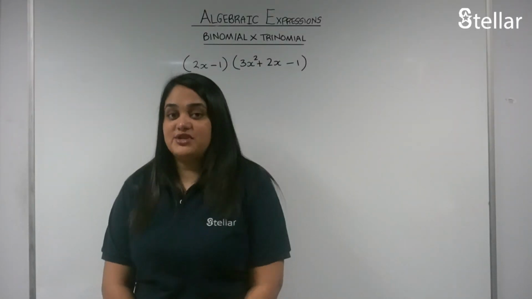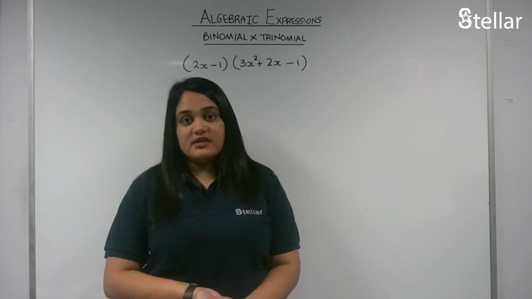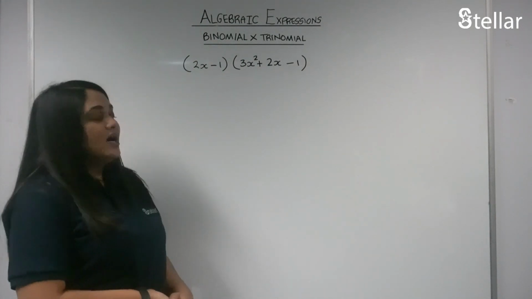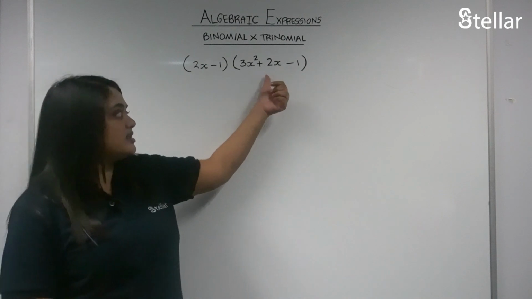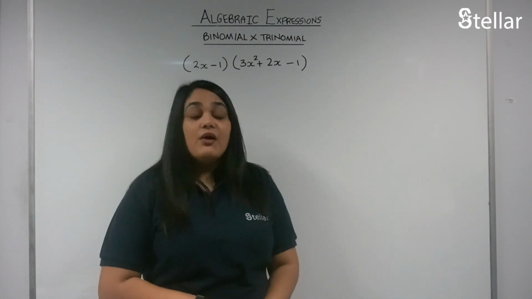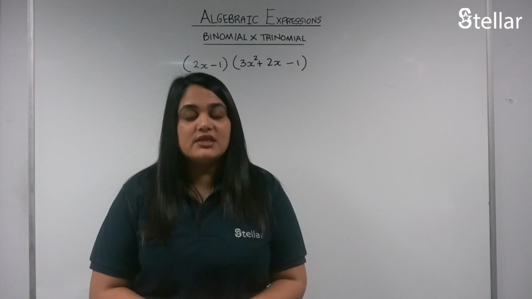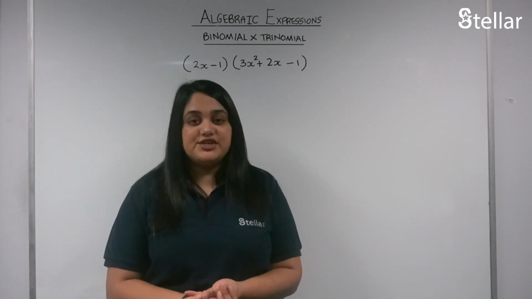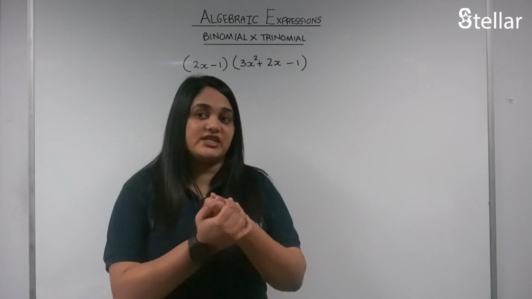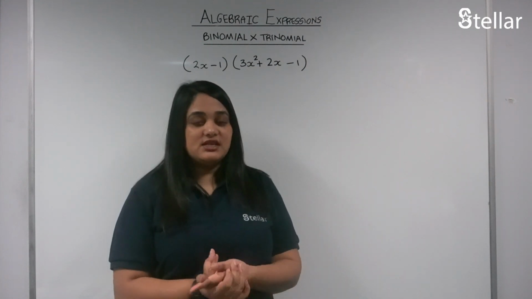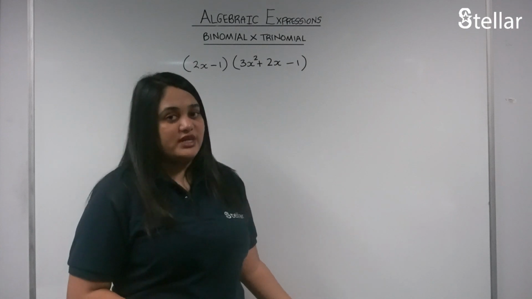Learners, and welcome to your lesson on binomial times a trinomial. What does that mean? A binomial is 2 terms and a trinomial is 3 terms. What is a term? A term is a number that is separated by an addition or a subtraction sign. So it's only addition and subtraction that separates terms. Okay? How do we go about doing this?